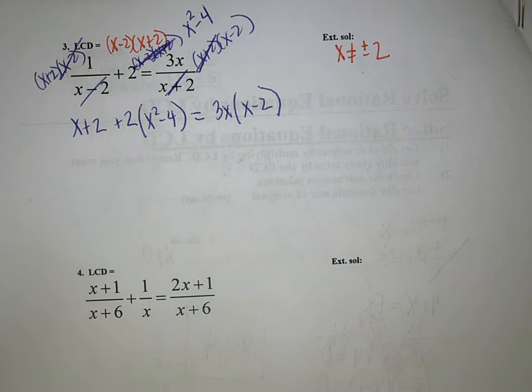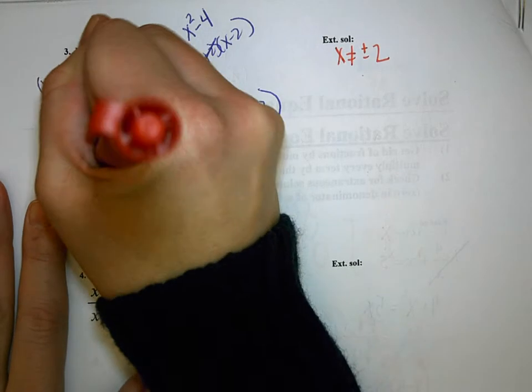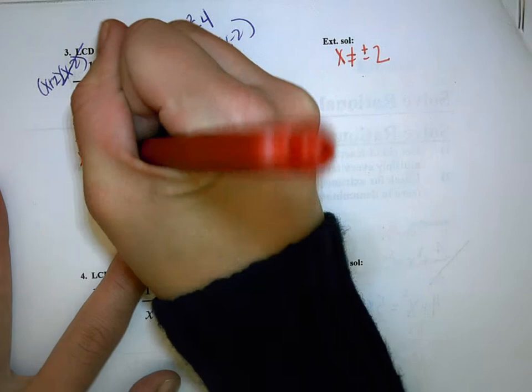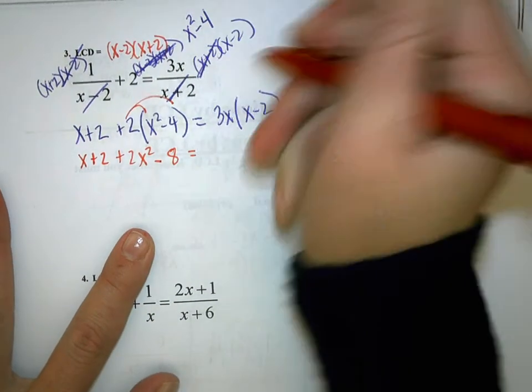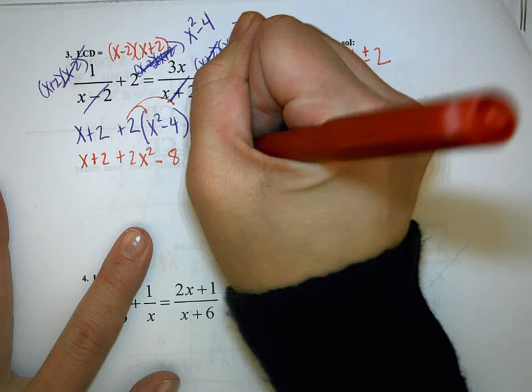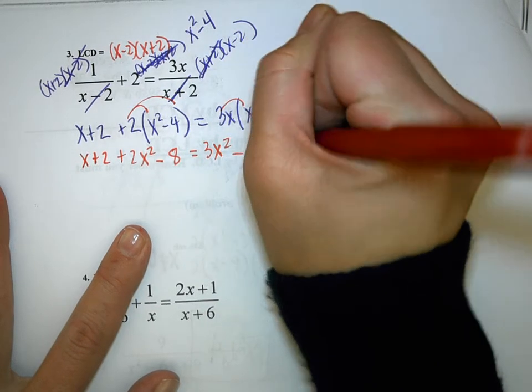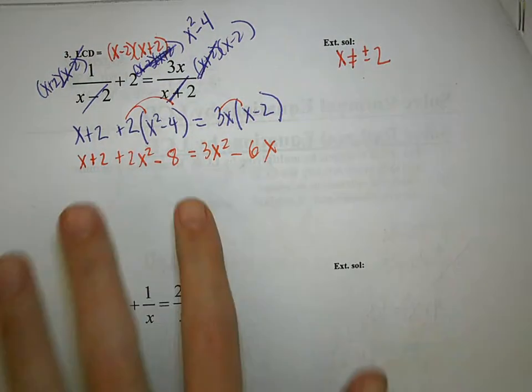All right, the correct answers were 6 and 1. Okay, so let's finish going through this here. So I have x plus 2. We distribute the 2. I get 2x squared minus 8 equals, we get 3x squared minus 6x. Some of you didn't get it correct. Look at what I'm doing.